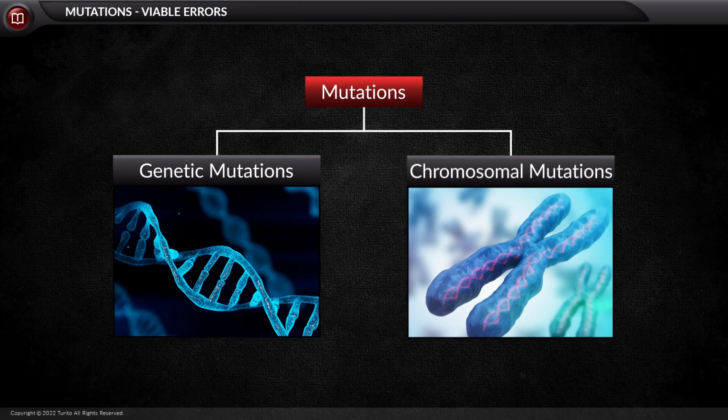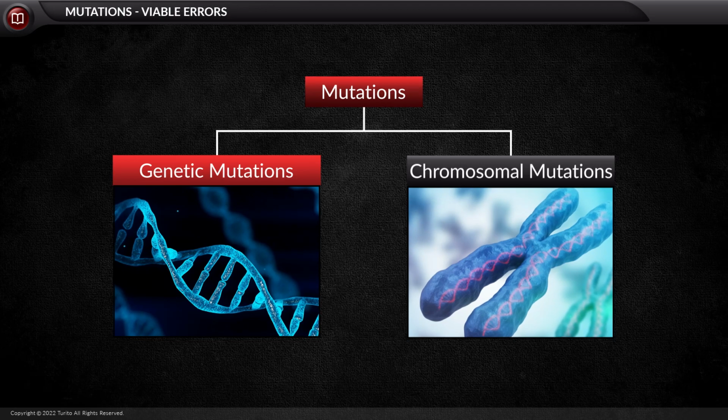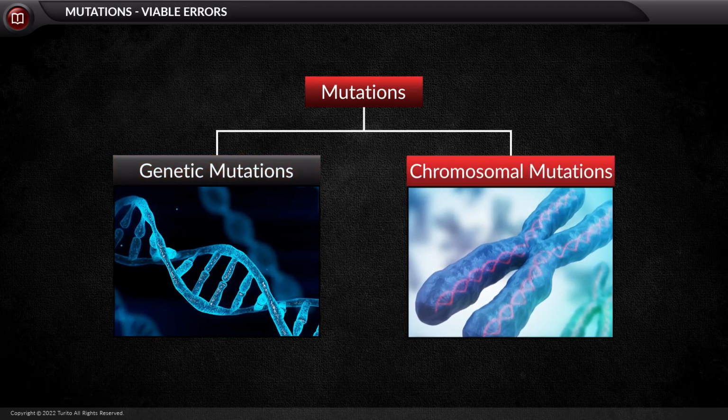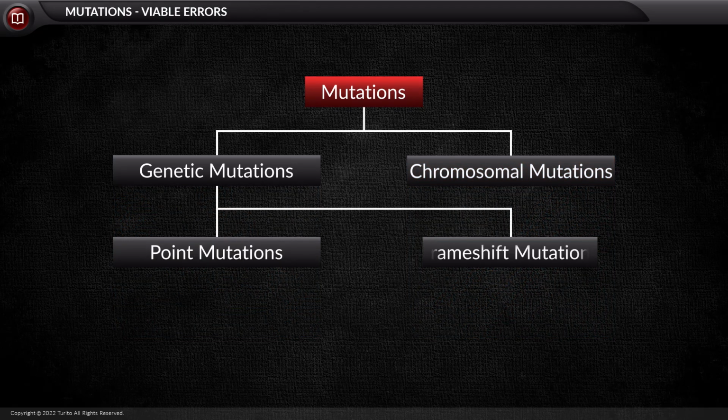Mutations can be categorized based on the level at which they occur. Mutations that occur at the gene level are termed genetic mutations, while those that occur at the chromosome level are chromosomal mutations. Furthermore, genetic mutations can be point mutations and frameshift mutations. From the name, can you guess exactly where these point mutations occur? Let us have a look at each one of them.